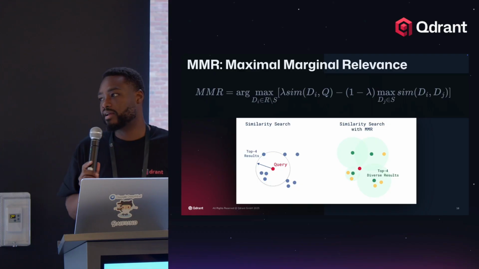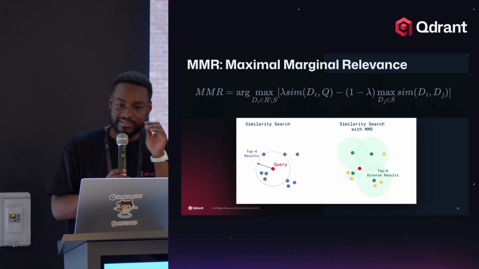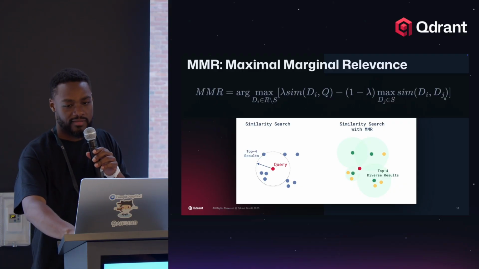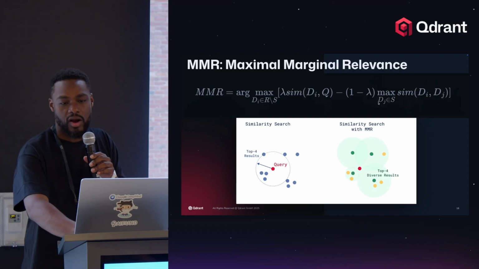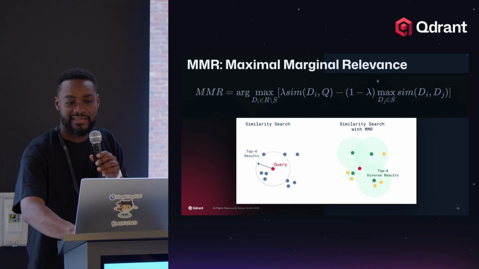So how does this work under the hood? Well, here we have the actual formula that we decided to deploy. And the important part of this formula is this D_j, but the rest of it is S is going to be our already selected items. And the very important part here is going to be this 1 minus lambda, right? So what you can see here is the actual piece of the equation that's going to give us the MMR is this 1 minus lambda.